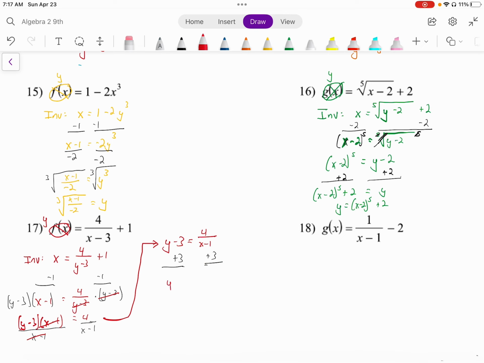We get y equals 4 over x minus 1, plus 3. And we can't add those because they're not like terms. And we'll just leave it like that. And then number 18 is very much like 17. So you could try to mimic what we just did here for 17 for number 18.